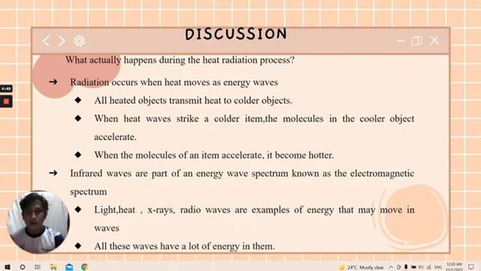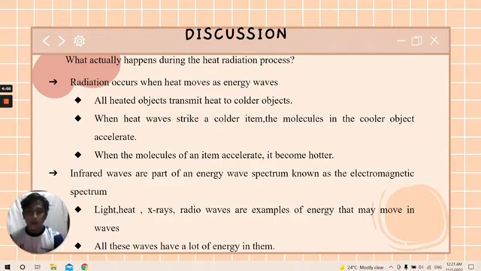For discussion number 1, what actually happened during the heat radiation process. Radiation occurs when heat moves as an energy wave, or the heated object transmits heat to a colder object. When the heat wave strikes a colder item, the molecules in the cooler object will accelerate, and when the molecules of an item accelerate, it will become hotter.